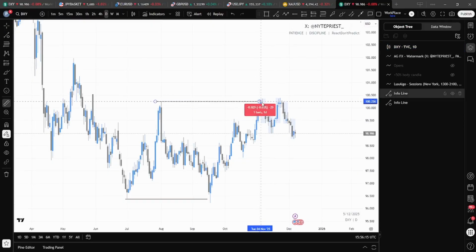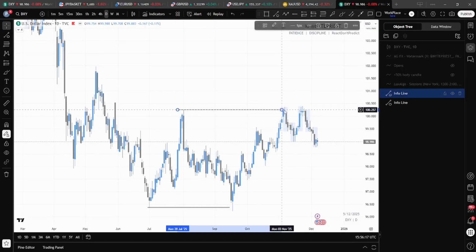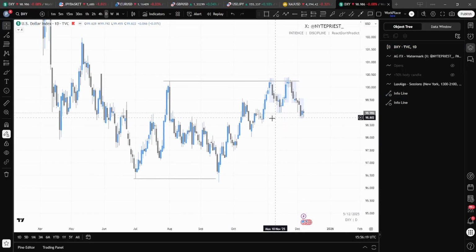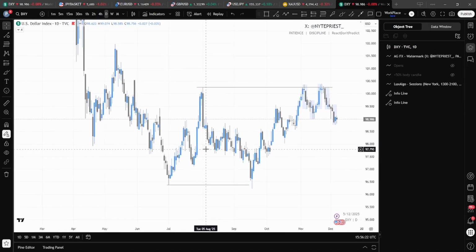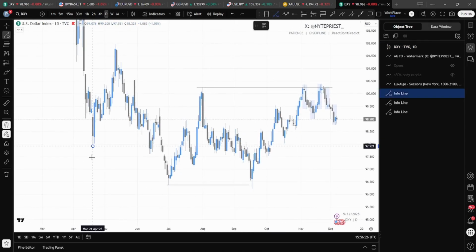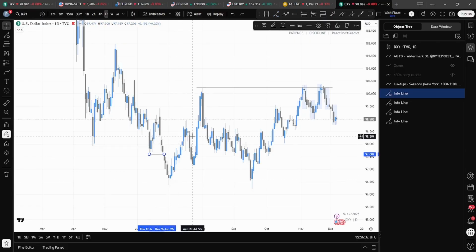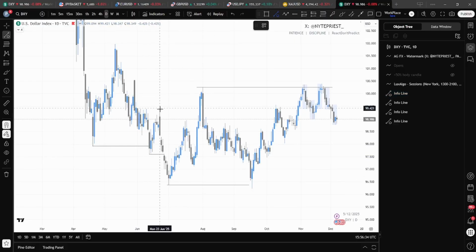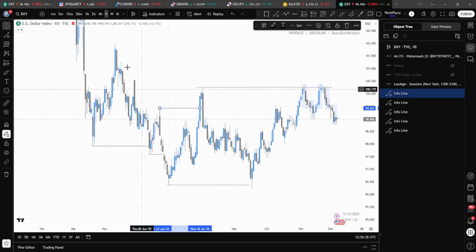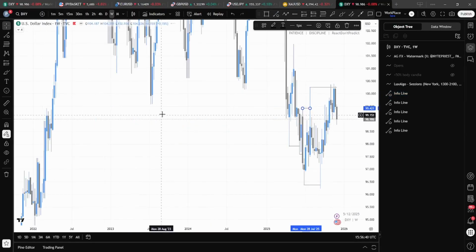So on the daily time frame, as you can see, we didn't have any closure on the time frame here. So the main break of structure on the daily time frame was this break of structure, and we have another break of structure here to the downside. Have a break of structure to the upside here. So let's check the weekly time frame.